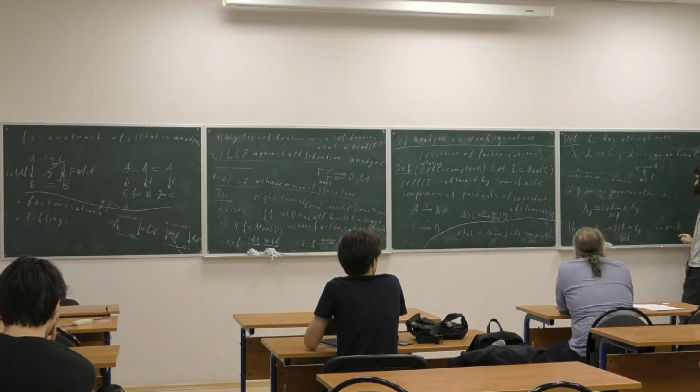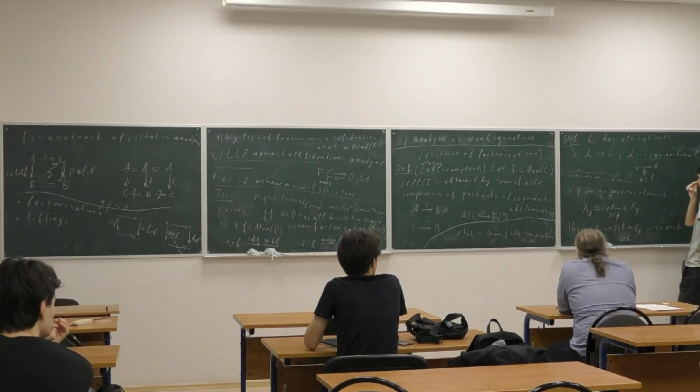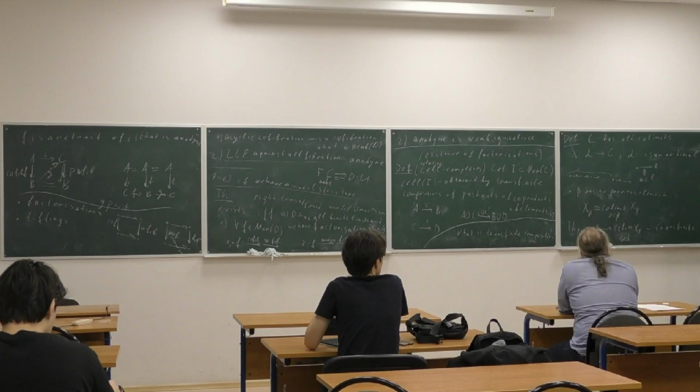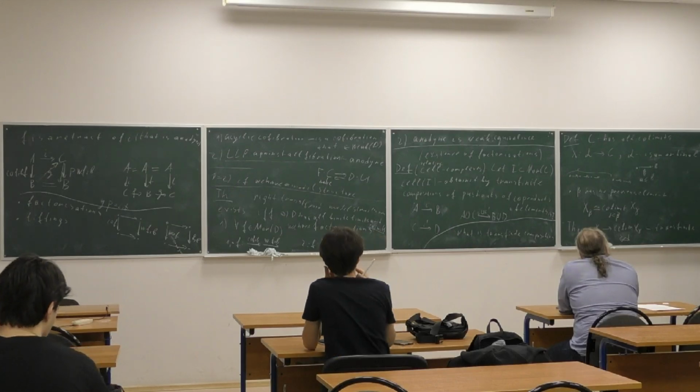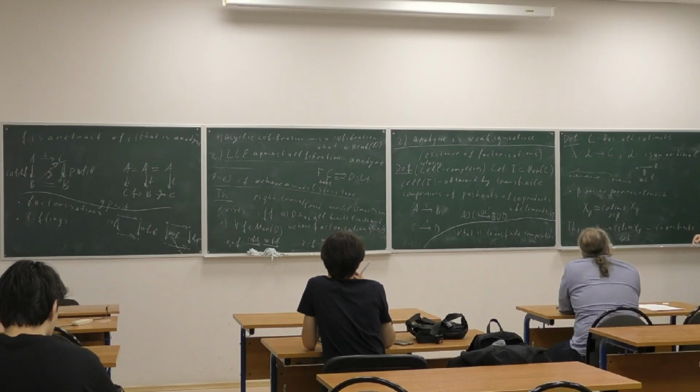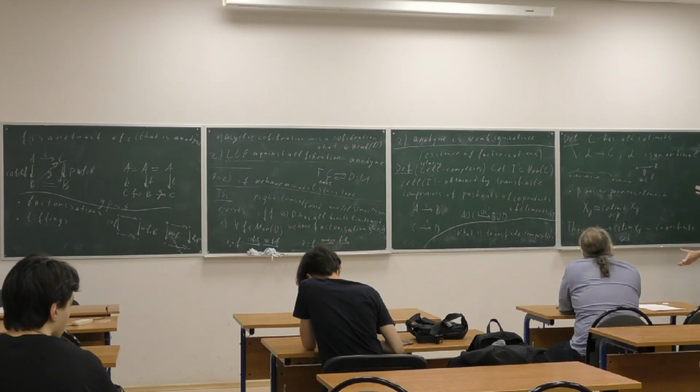Why do I have a co-limit here? Should we take the limit? I think yes, because, for example, if we have CW complexes, we take a co-limit of n-skeletons.